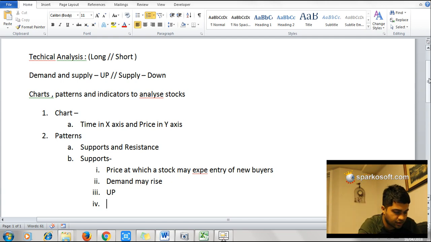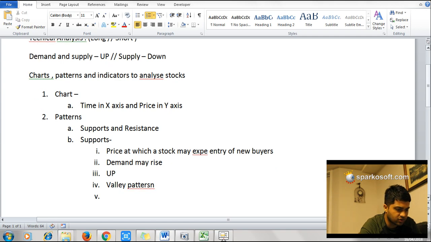Okay, now how do you identify support? We generally look for valley patterns in the stock. Steps for identifying support: look left and go down from the current price.